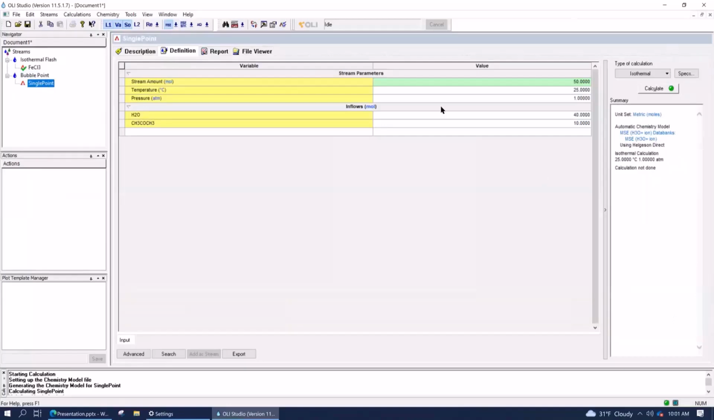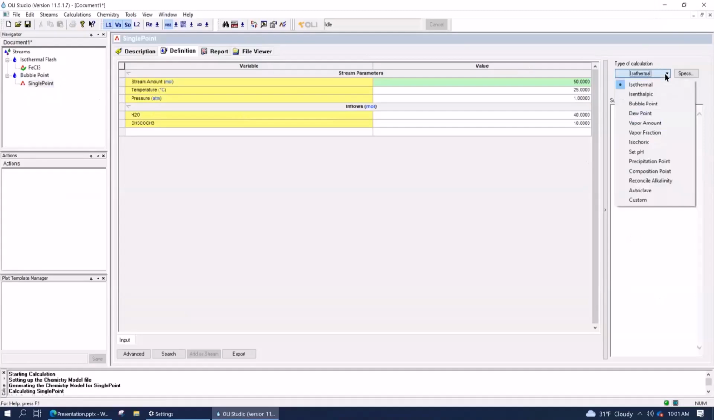On the right-hand side, once we add the single point calculation, our first thought is to go to the right-hand side and see what kind of calculation we want to do, or hit the calculate button, and also look in our summary section to see what's being done. So add a single point calculation, look over to the right. Now click on that drop-down arrow. There should be 13 different types of single point calculations available to you.